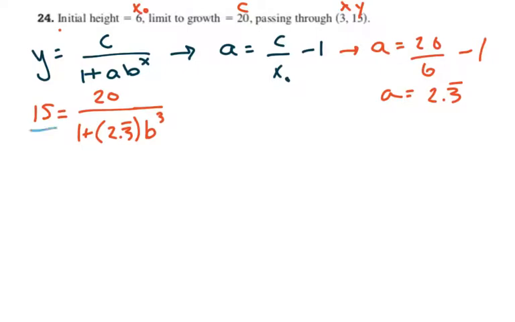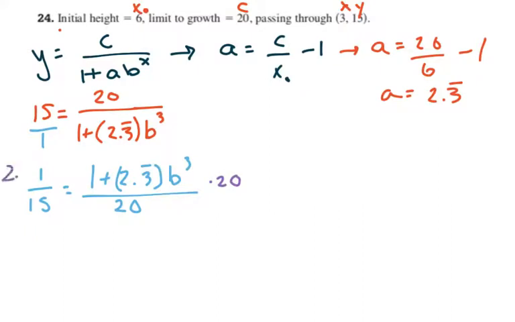So to solve, again, we got to flip. So 1/15 is going to equal 1 plus 2.3 b to the 3rd over 20. But now we're going to multiply by 20.